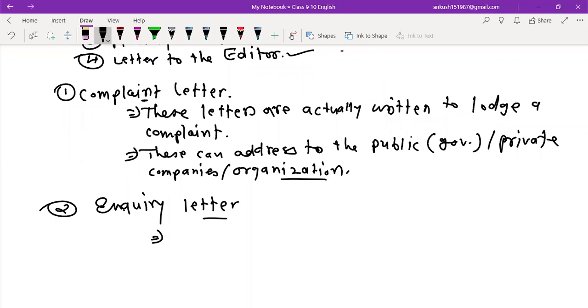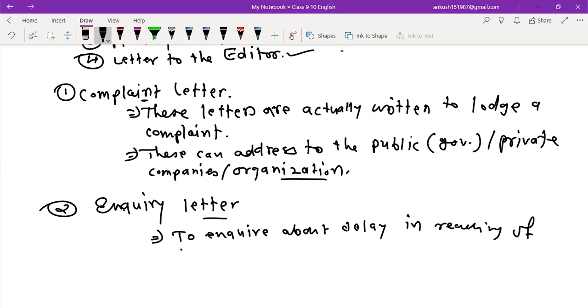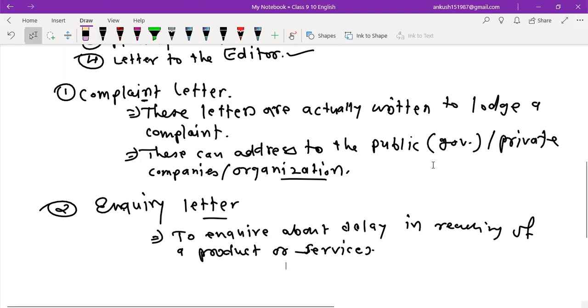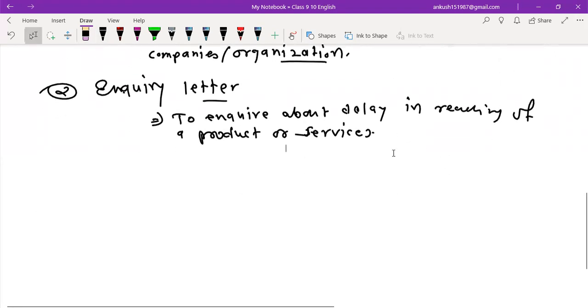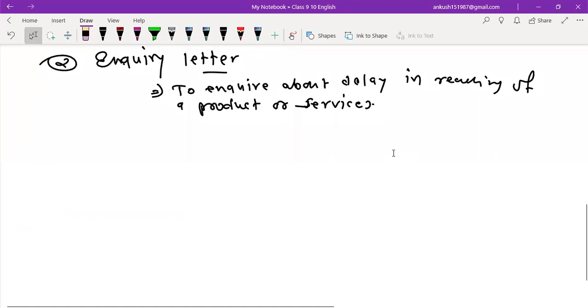So these letters are written to inquire about delay in reaching of a product or services. Are you getting everything? I'm asking you all, beta. But this would be a complaint letter, right? Like to inquire about delay in receiving a product or service.